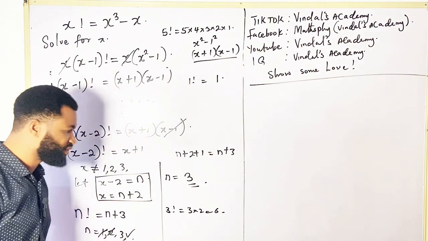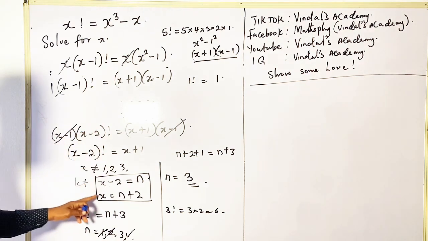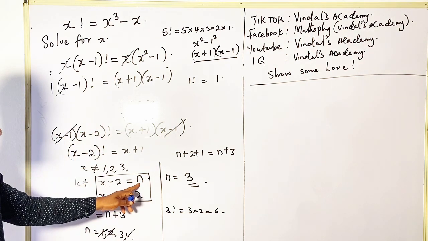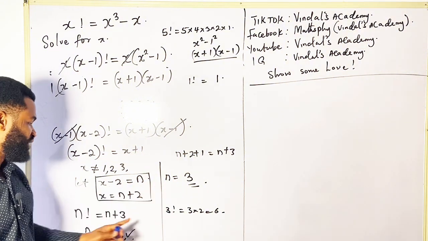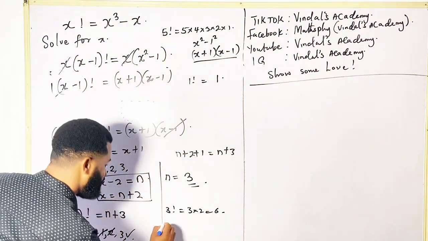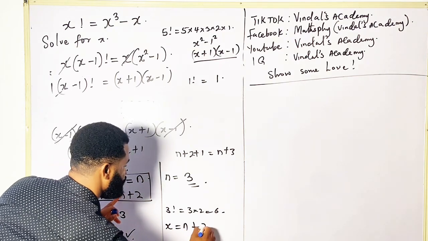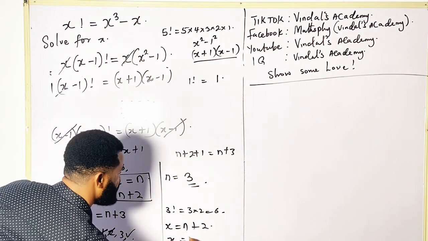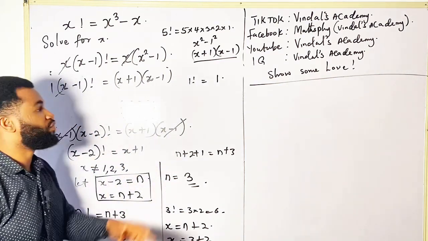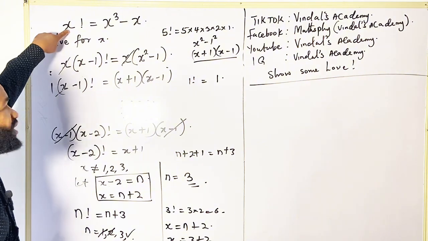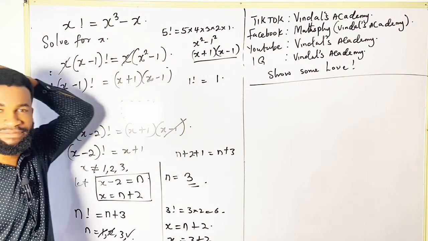So at this point, I'm going to go back to find whatever x is. Remember, if n is 3, then x is going to be what? At this point, I'm going to say x is equal to n plus 2. Therefore, x is going to be equal to 3 plus 2. x is going to be 5. So if you go back here to check, 5 factorial is going to be equal to whatever x is.